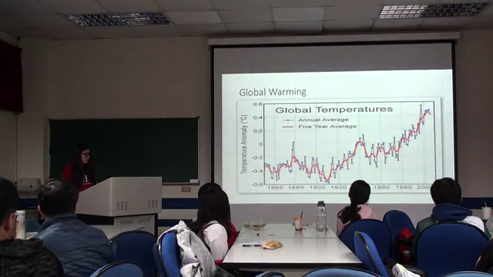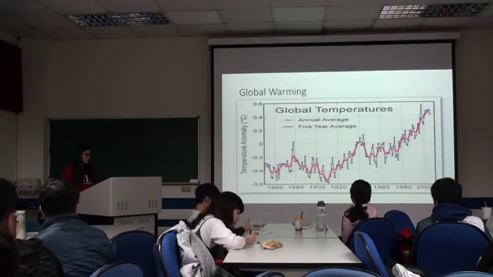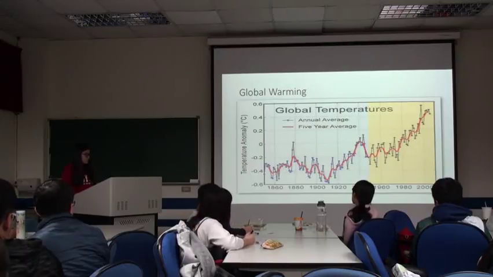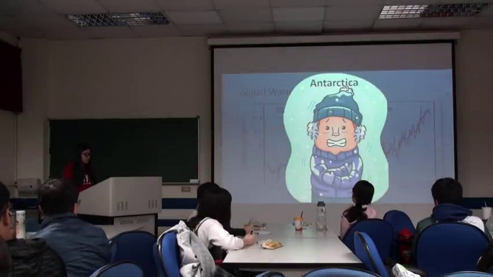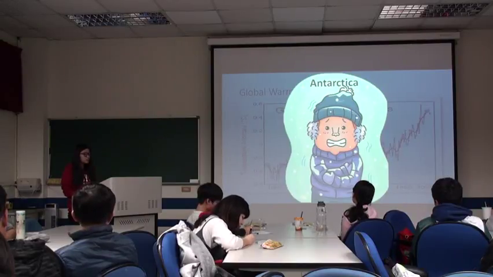Look at this global temperature data. We can see that the global average temperature rises very fast in recent years. And that means our Earth becomes warmer, and that's a serious problem we have to face. However, we all know that Antarctica has the coldest climate on Earth. So we want to know how global warming affects Antarctica.